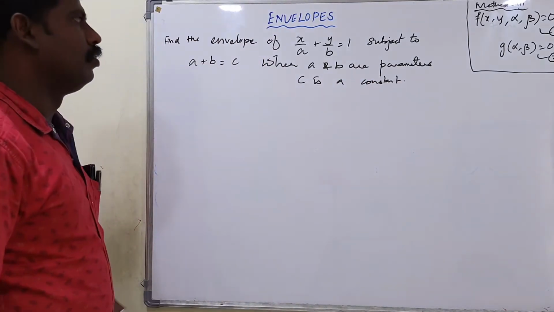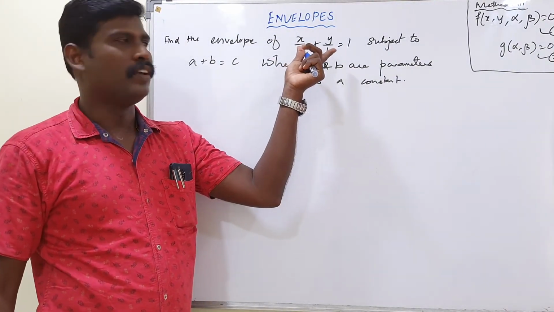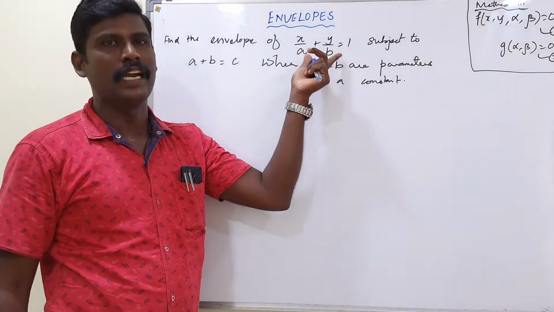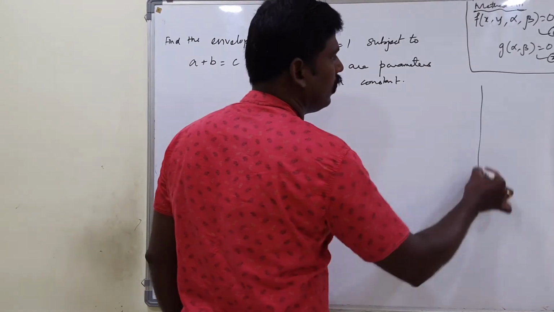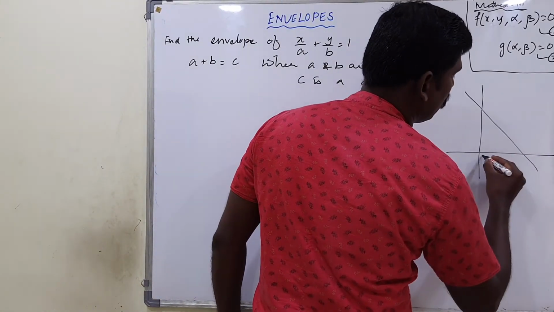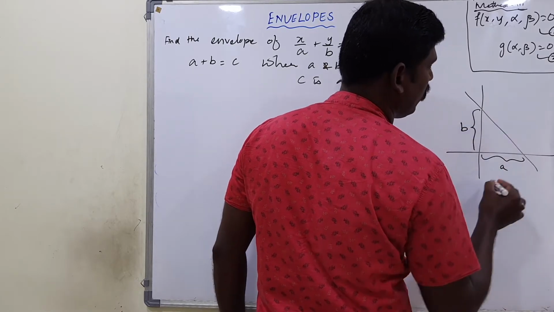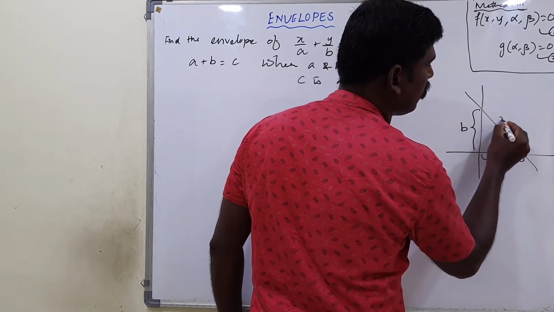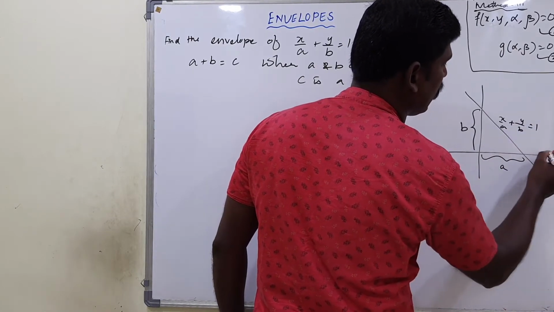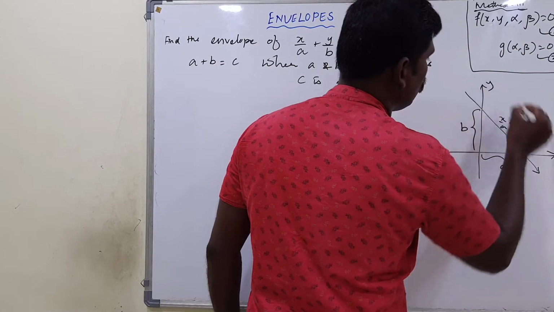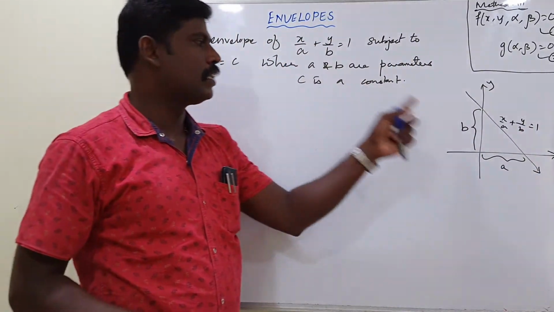Look at this family of curves. It is nothing but the family of straight lines in intercept form, x by a plus y by b equal to 1, isn't it? This can be taken as the x-intercept and this as the y-intercept. We call them a and b. Then what is this equation? x by a plus y by b equal to 1 is the equation of this straight line. So this is the family of straight lines in intercept form.